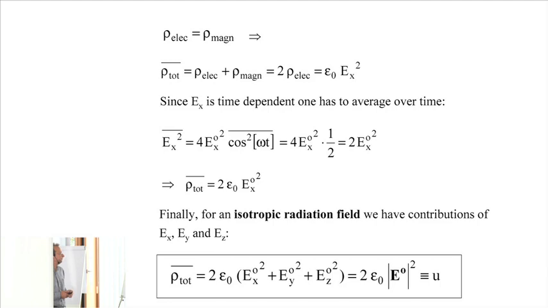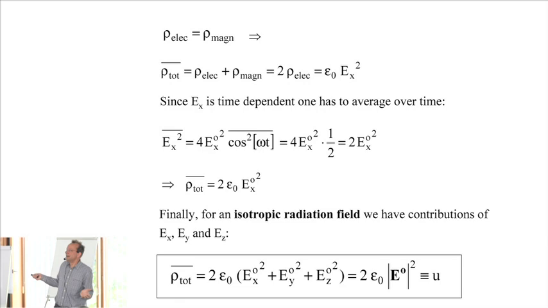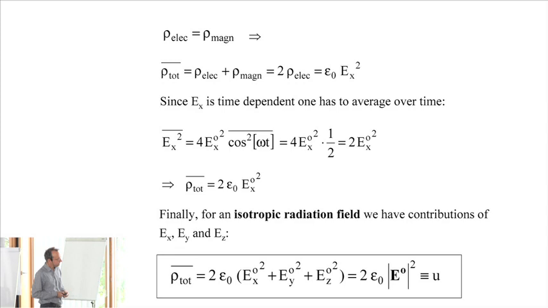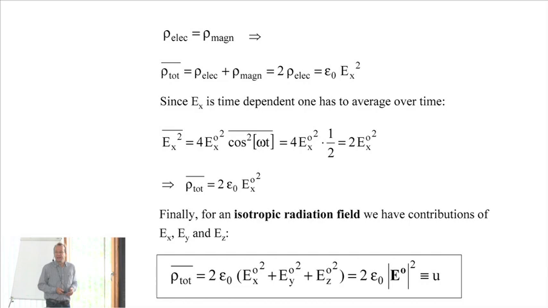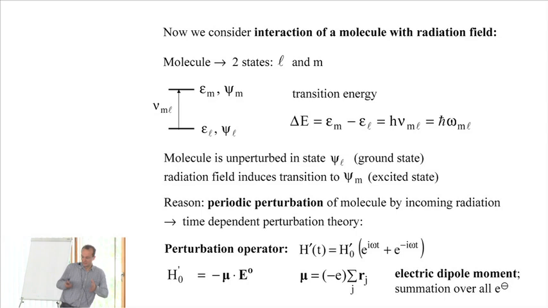And of course, normally you don't have just a polarized radiation along the x direction, but you have an isotropic radiation field, so you have to sum up the contributions from x, y, and z. So your total energy density is 2 times epsilon zero times the vector E0 squared, so the modulus of E0 squared. And this we just call U. So normally it's called U in the textbooks. So this is what the radiation field does.